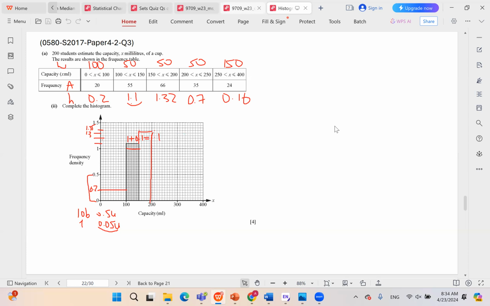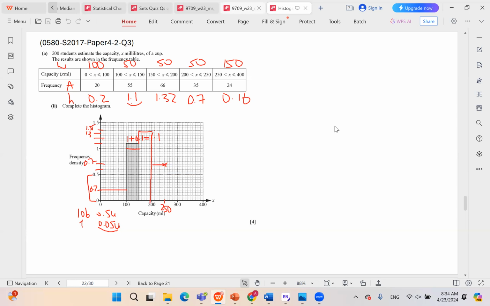And then we have 0.7 from 200 to 250. So 0.7 will be 4 boxes above the 0.5. So this here would be 0.7. And we go from 200 to 250. So 250 will be midway between 200 and 300. So this is 250 here. So 250 with 0.7 should be this point here. And we close the bar as well.